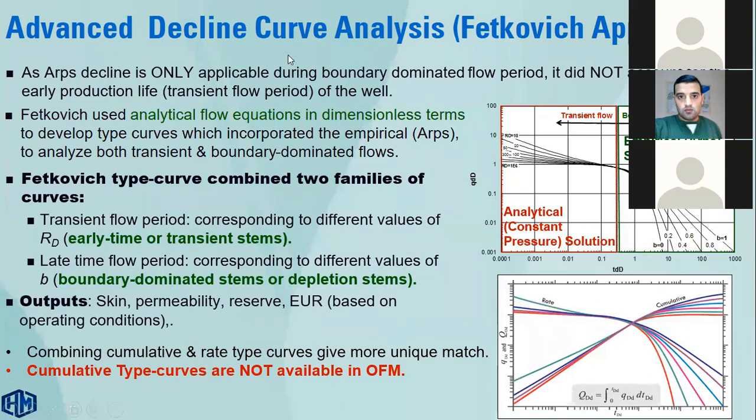The main outputs of advanced decline analysis are the reservoir parameters, like the reservoir permeability and skin, the reserves, and finally the EUR, or estimated ultimate recovery. In this type curve, we can add the cumulative production curve, Qp, with the oil rate. You have this family of rate versus time on a log-log plot, the dimensionless type curve, and the cumulative production. This curve is not available in OFM, while it's available in Harmony, for example.